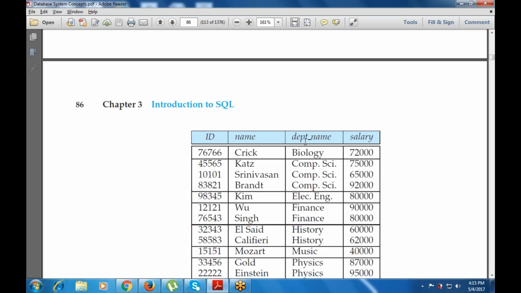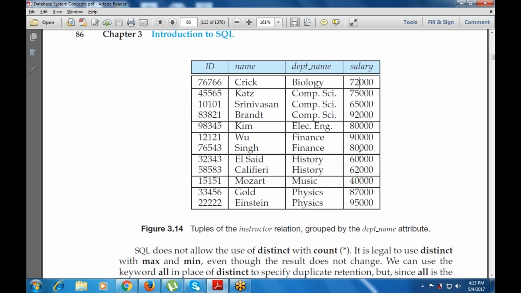This is the ID, the name, then department name, then salary. So 76766 is the correct one, then biology 72,000. There are 4 fields over here: one is ID, one is name, one is department name, one is salary. So the tuples of the instructor relation are grouped by the department name attribute. Now computer science are grouped together, biology together, finance together, history together, physics is also grouped together.